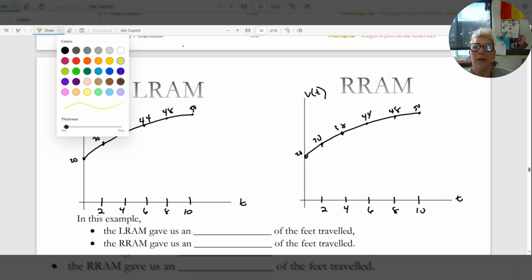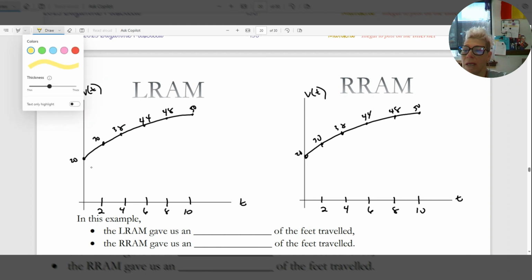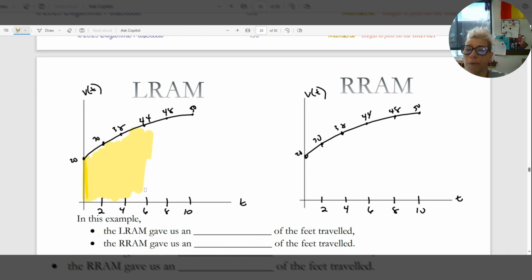Okay. Now in our last example, we took this whole entire area, because remember we want the area under the curve here. We want the area under the curve. So this is the area that we want. Because if we could find this area exactly, then that would tell us exactly how many feet we have traveled over that 10-second time.